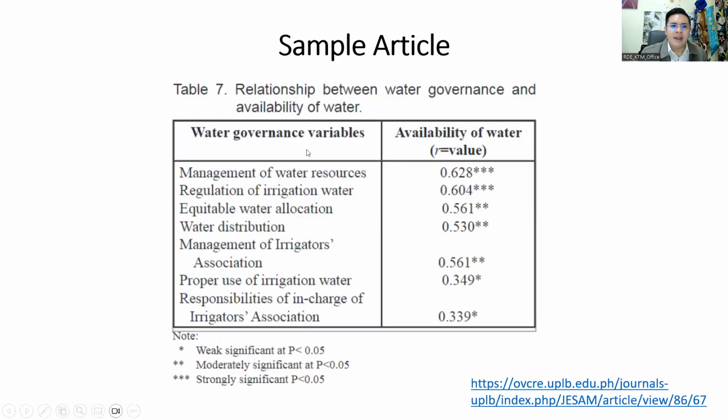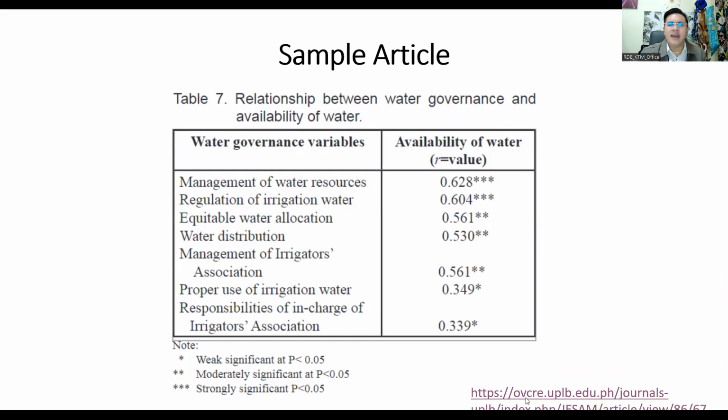This is a sample article showing a table, relationship between water governance and availability of water. If we try to explore the article here from the journal, okay, we have now the article being downloaded just for a while.